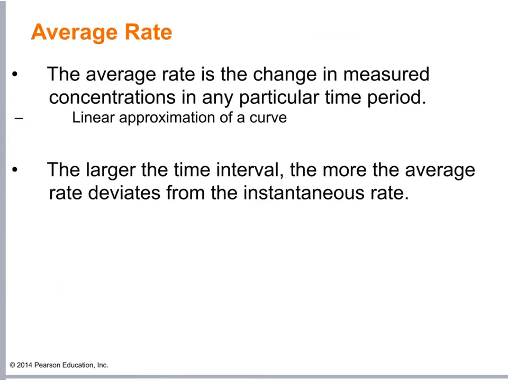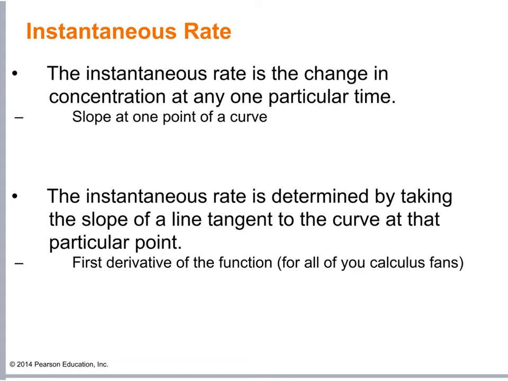So the average rate is the change in measured concentrations in any particular time period. In other words, the average rate can be averaged over an entire time interval, or it can be smaller time intervals. The more the average rate deviates from the instantaneous rate, the larger the time interval you're taking. If you're taking very small snapshots, you're talking about instantaneous.